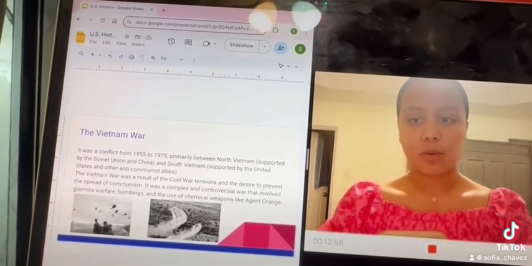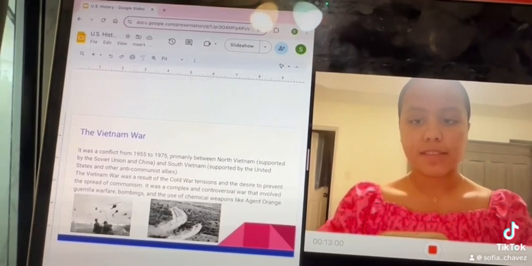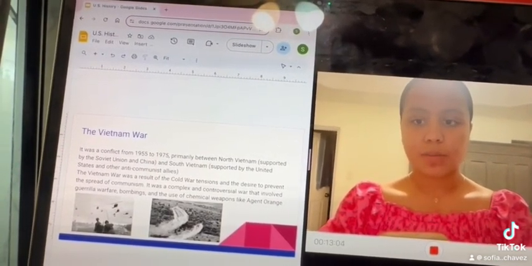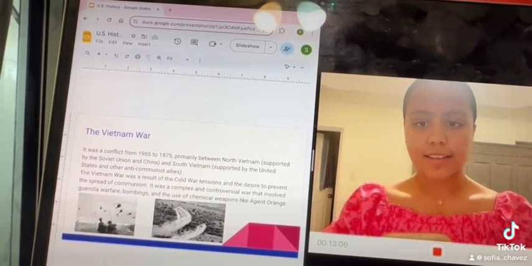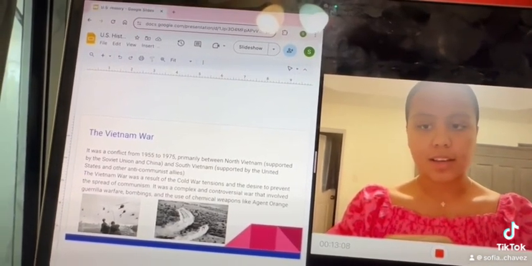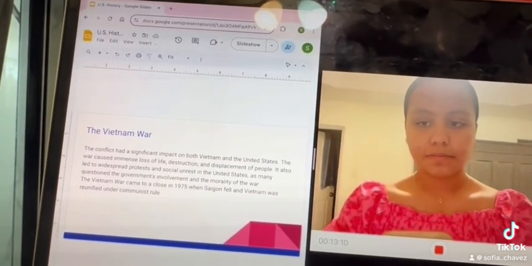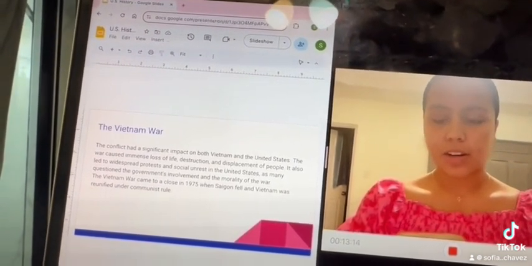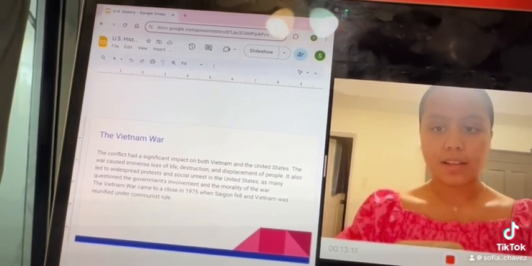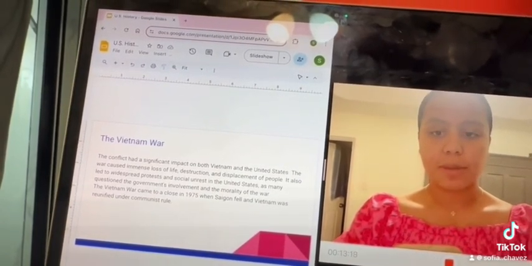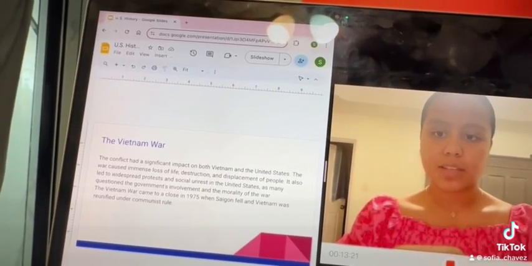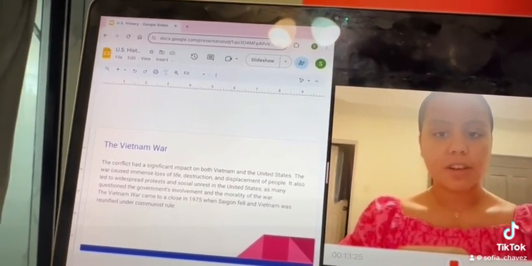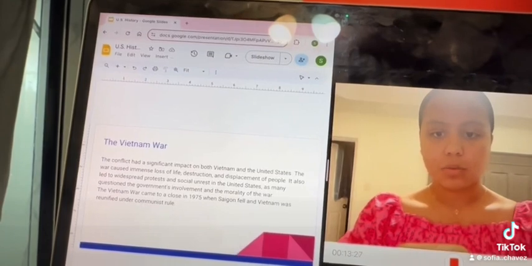The Vietnam War. It was a conflict from 1955 to 1975, primarily between North Vietnam, supported by the Soviet Union and China, and South Vietnam, supported by the United States and other anti-communist allies. The conflict had a significant impact on both Vietnam and the United States. The war caused immense loss of life, destruction, and displacement of people. It also led to widespread protests and social unrest in the United States, as many questioned the government's involvement and the morality of the war.